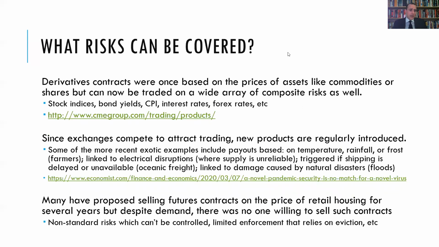Now, what kinds of risks can be covered in this modern world of sophisticated quantitative finance? Well, it turns out just about anything. Even though derivative contracts were historically based off of commodity prices like corn or oil, we now see that a wide array of financial risks can be covered. You can buy futures contracts or options, for instance, on stock indices, bond yields, estimates of consumer price index, interest rates, foreign exchange rates, etc.